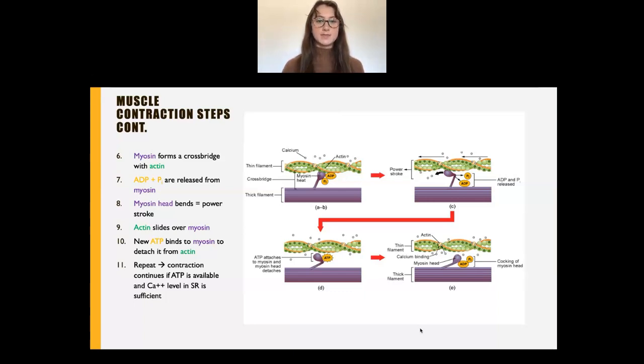So that's number 6, and that's this picture right here. This is the cross bridge formation. Once the myosin head makes contact with the actin active site, this is what we call the cross bridge.